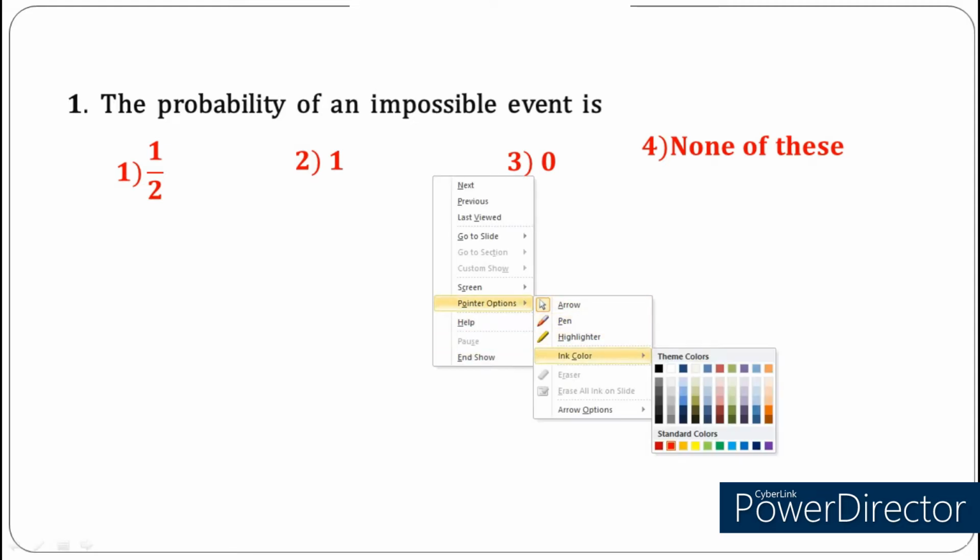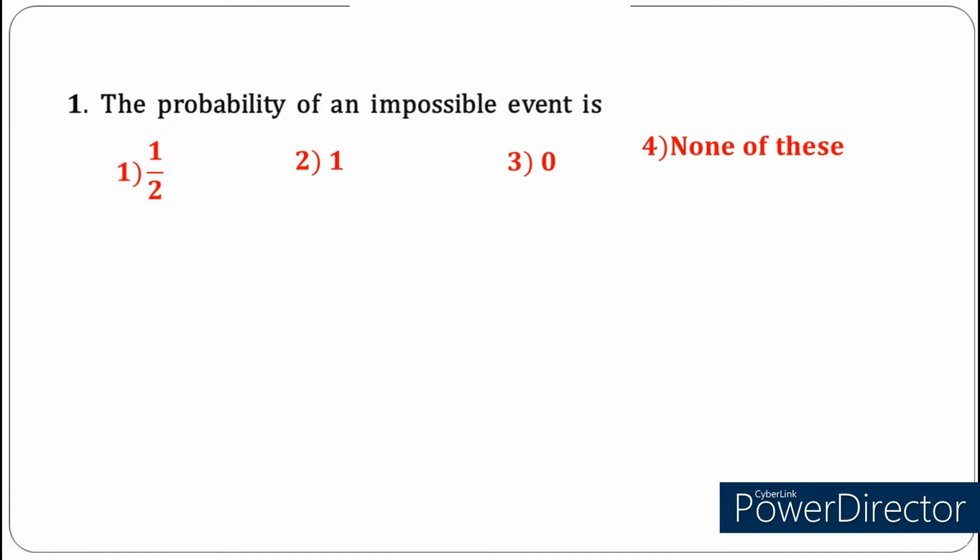We have seen this in the synopsis. Right, impossible event means what? The event which will never happen. So it will never happen means what? Its probability is what? 0. Right. Let's see the second question.